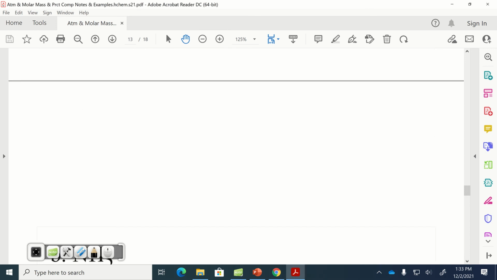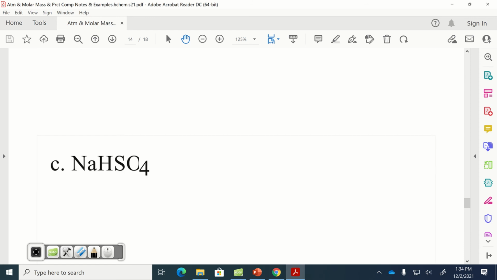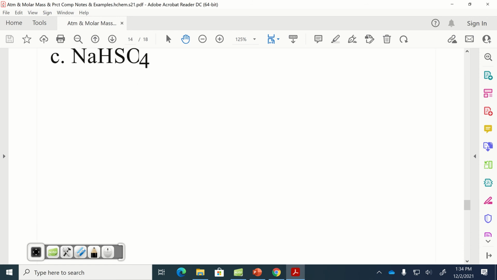Let's do one where there's 3 elements. Let's see if we find one. There we go. Oh, 4 elements, okay? We'll end with this one. So we got sodium, what is this? Hyposulfite or something like that? I don't know. No, it's not that. Bisulfite? I don't remember. Shoot, I should know my polyatomics better.